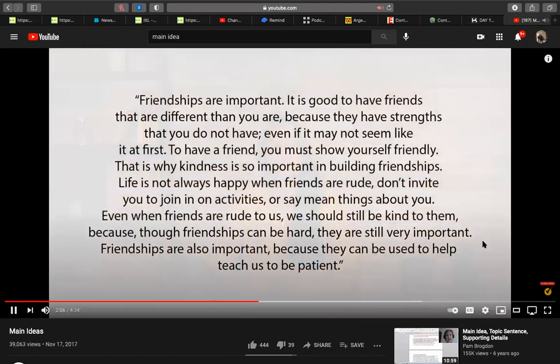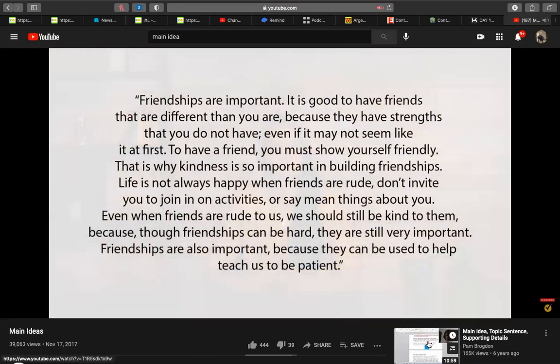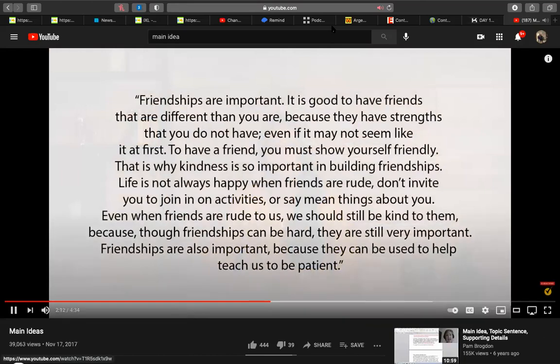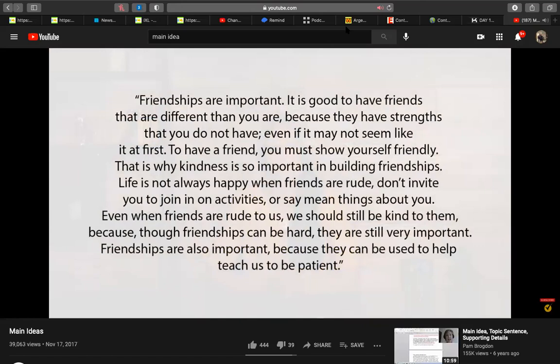Friendships are important. It's good to have friends that are different than you are because they have strengths that you do not have, even if it may not seem like it at first. To have a friend, you must show yourself friendly.